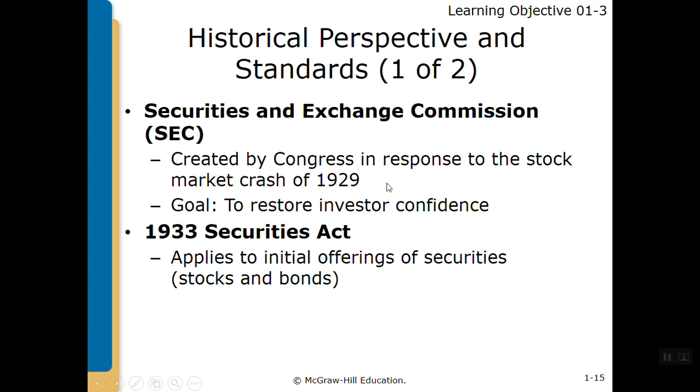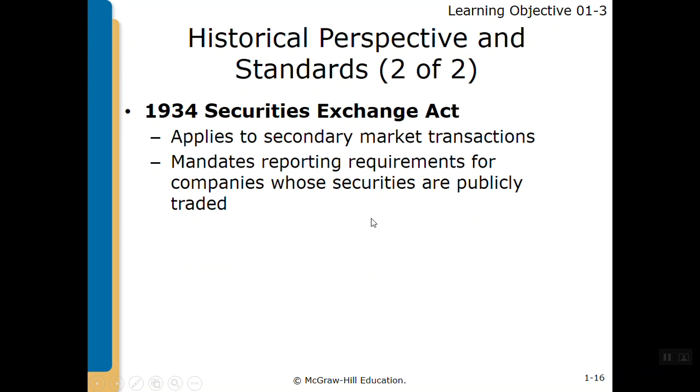And then in 1933, the Securities Act told companies how they had to manage initial offerings of securities, which are stocks and bonds. So it's just some regulations that were trying to protect investors. And then that was tweaked a little bit in 1934 to apply to secondary market transactions. So if you recall, secondary market transactions are not between the company and a buyer. They're between people who already own an investment that are selling to other people or other entities that want to buy that. So it's transactions outside of the company.